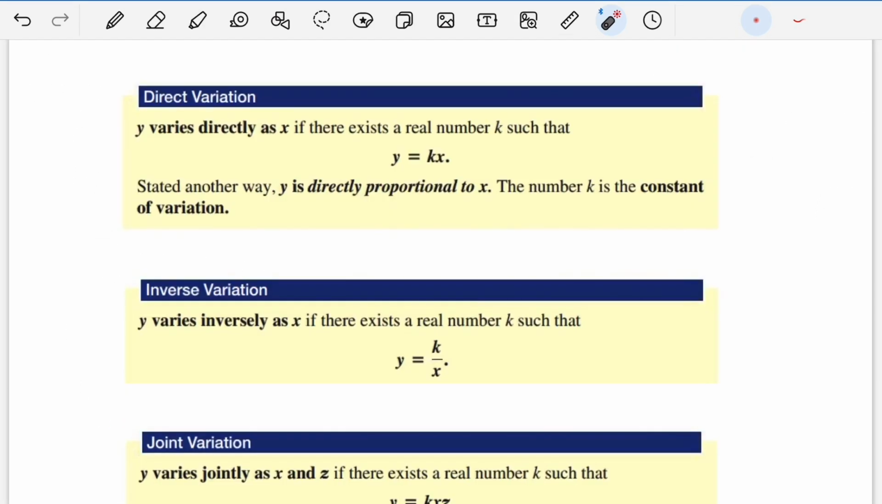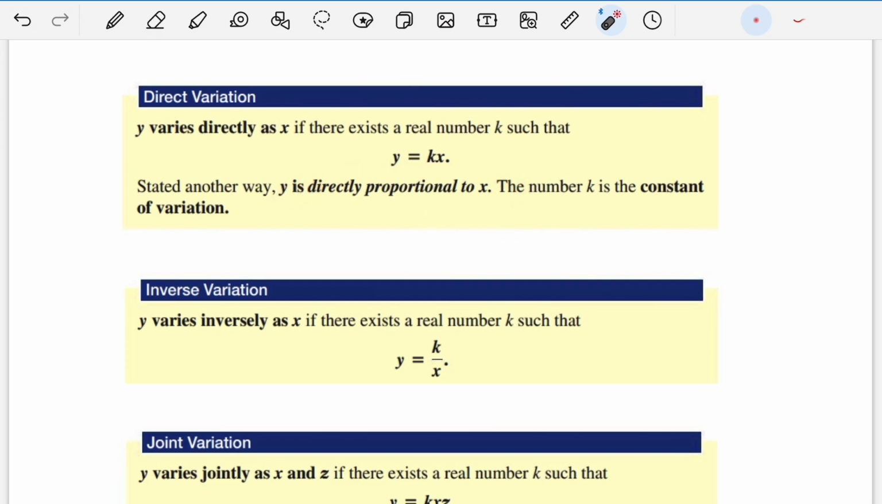All right, so this brings us to section 6.6, where we're going to be working with variation problems. So the first type of variation that we'll see is direct variation. We say that y varies directly as x if there exists a real number k, such that y is equal to x times that real number k. Another way to say this is that y is going to be directly proportional to x.